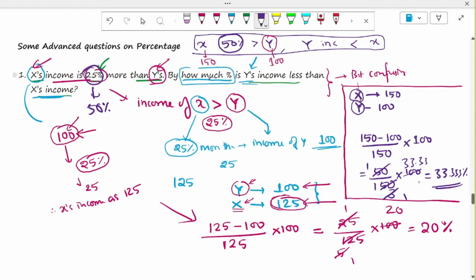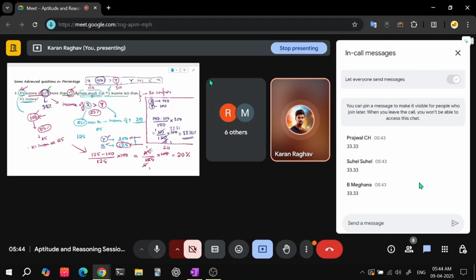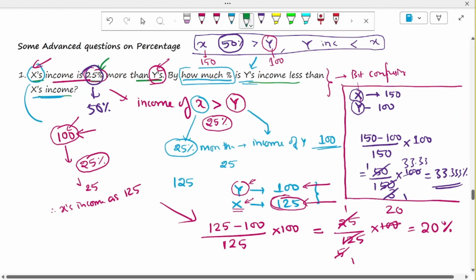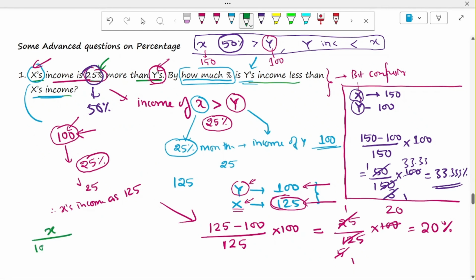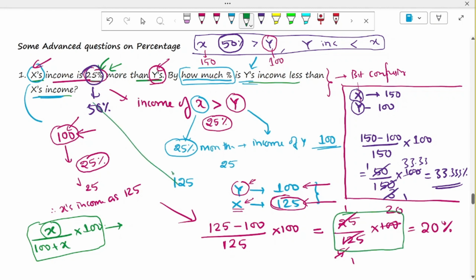I hope you have understood this question. Very simple question, but your analysis is very important here. I'll tell you what is the shortcut method here. There is a formula, x divided by 100 plus x into 100. Just you need to remember this formula. In this place, x will be equal to how much percentage it is more in the given question, right? Directly we will be reaching this point. You need not do all this circus. Directly we will be reaching this point and you will get the answer.